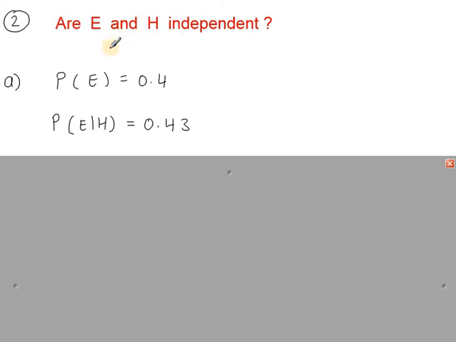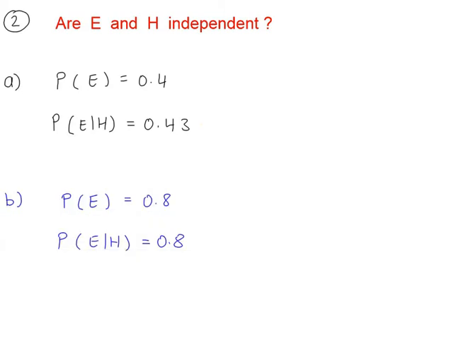Example 2. The probability that event E happens is 0.4. The probability that event E happens given that H has already happened is no longer 0.4, it's changed, which means that E is conditional on H. So E and H here are not independent. Part B. This time we see that the probability of E and E given H are exactly the same. So H has no influence on E. E and H are independent this time because the probabilities here are the same.